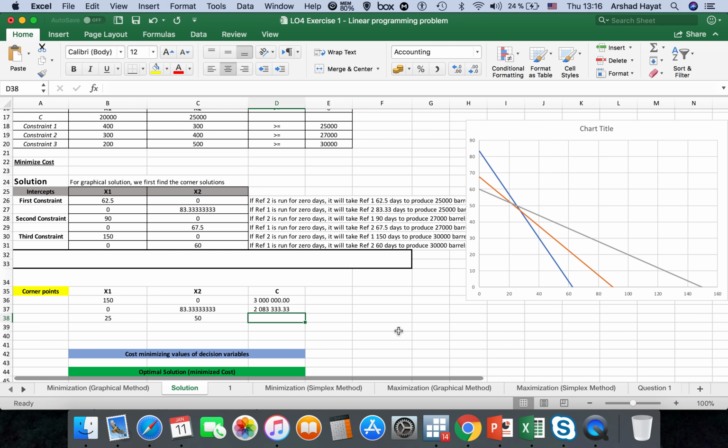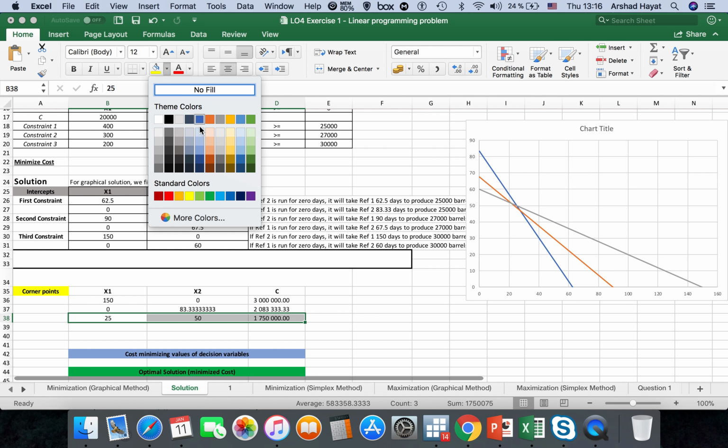Now for the third one, the formula applies to this as well. We again do 20,000 multiplied by 25 days of x1, the first refinery, plus 25,000 multiplied by the number of days the second refinery is run. So this is $1.75 million, which means that this is the lowest cost, right? This is actually our cost minimizing solution.